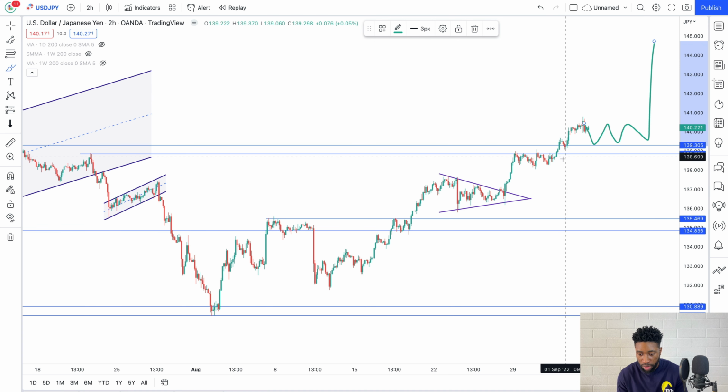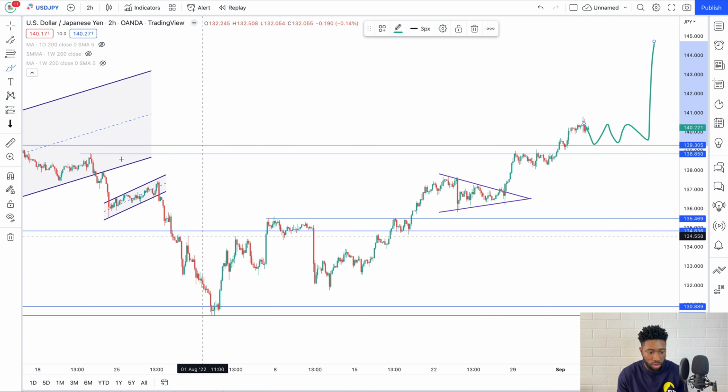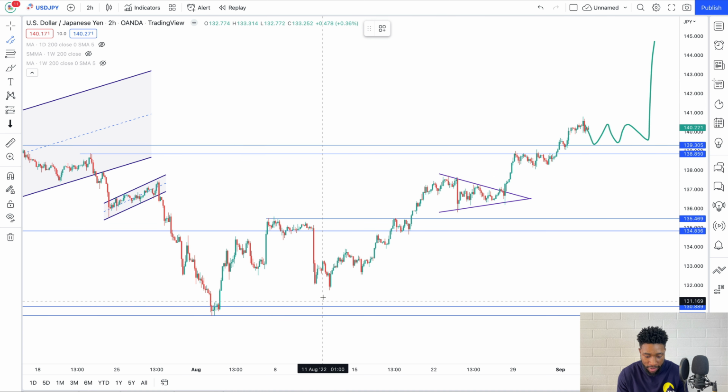This looks really bullish, and this movement seems choppy. So I think the bulls might be running out of steam to take this price higher. So maybe the Japanese yen might get stronger and push this price down. But if the US dollar continues to be strong, then I'm just going to play along with what I have on the chart. Something else I'm going to watch out for is this channel.